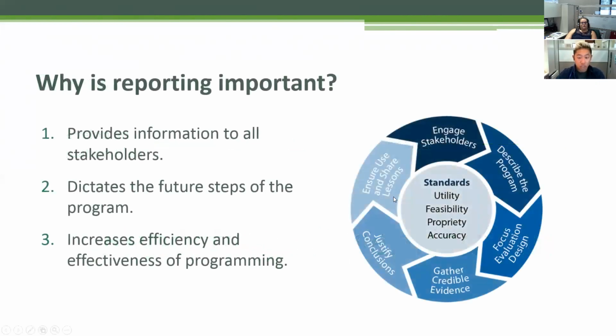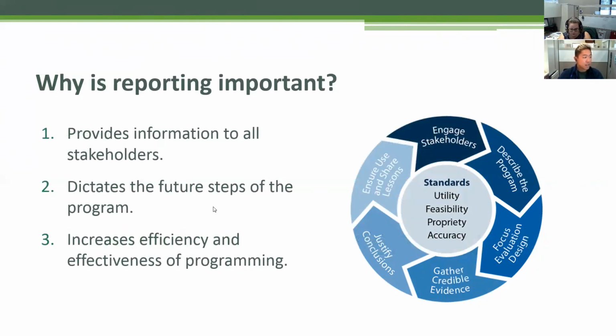So why is reporting important? So first, it provides information to all your stakeholders. Stakeholders are any persons involved with the project, ranging from participants to program coordinators, evaluators, the funding agencies such as CDC for ACORNS, basically anyone who has ties or is interested in the success of the project. And so providing information to them is a very important part of reporting.